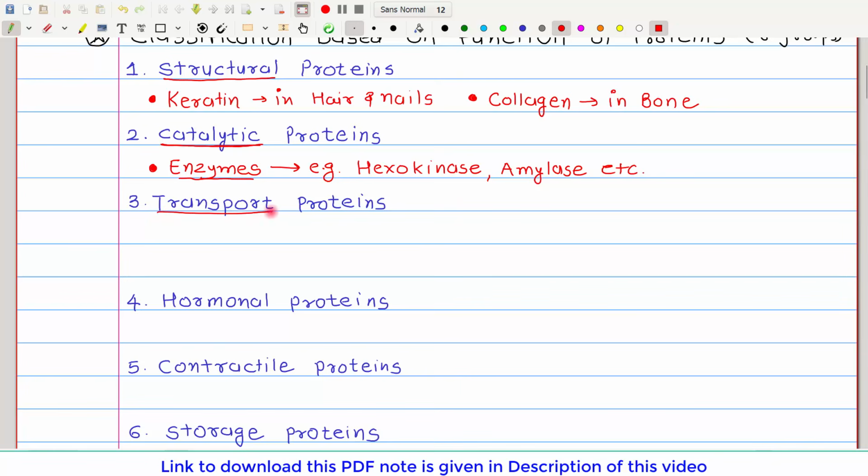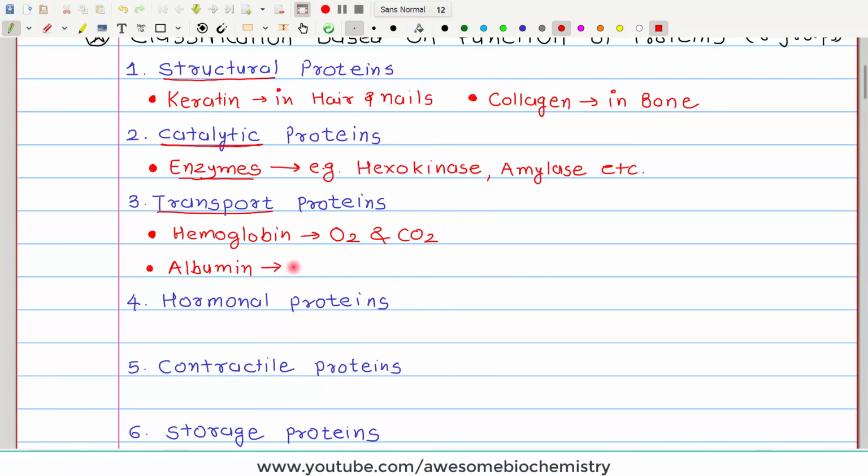The third one is the transport proteins. These proteins help in the transport of various substances in our body. For example, hemoglobin. It can transport oxygen and carbon dioxide, right? The second example is albumin, and probably albumin is the single most important protein which can transport so many different substances. So here albumin can transport bilirubin, calcium, free fatty acid and many different drugs. So albumin is also classified under transport proteins.